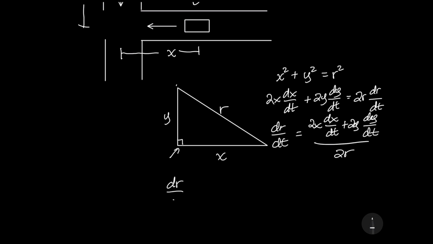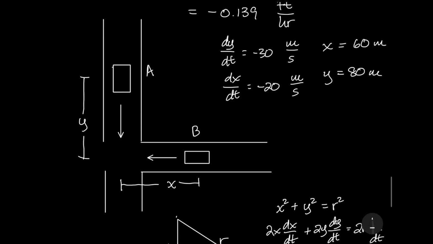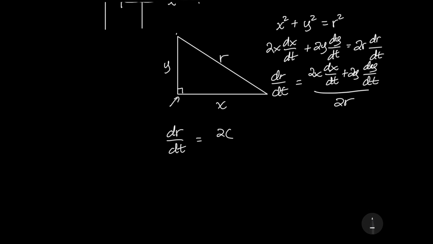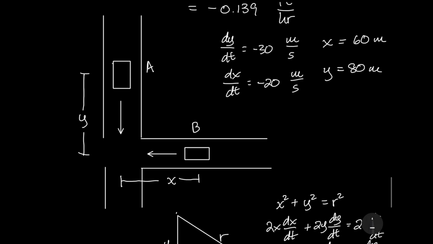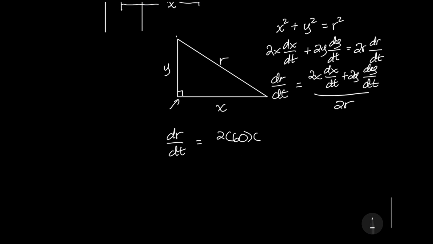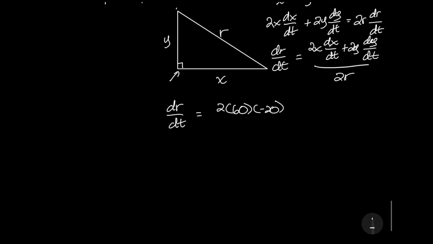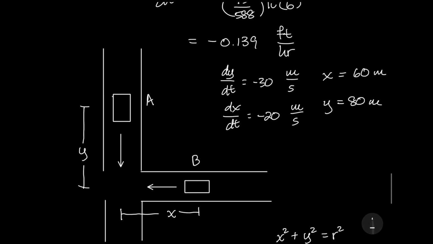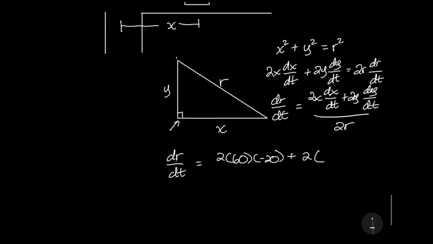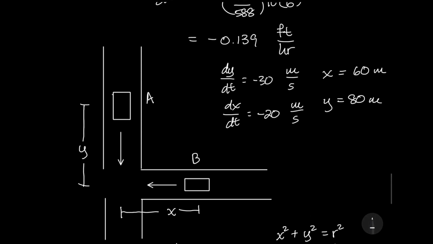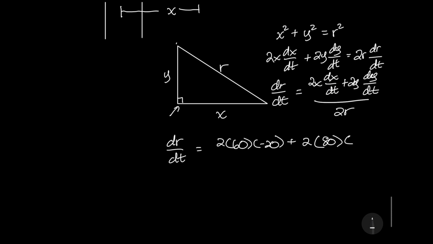So dr/dt is going to equal 2, and at that specific instant in time, we know that x is 60 meters, right? So let's go 2 times 60, and we know that dx/dt is negative 20. So that's negative 20 meters per second, plus 2 times y. What's y at that specific instant in time? y is 80 meters, right? And then dy/dt at this instant is negative 30. And now we have to divide all this by 2 times r.